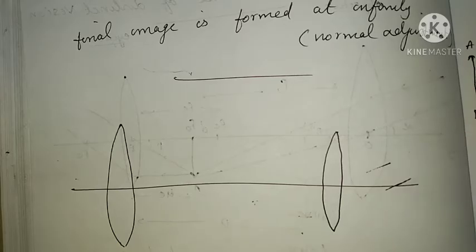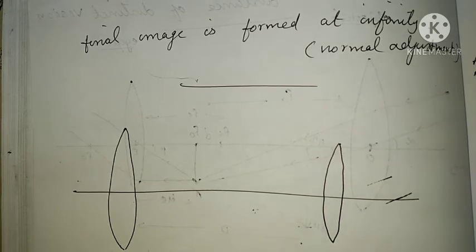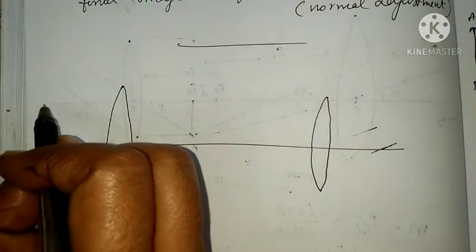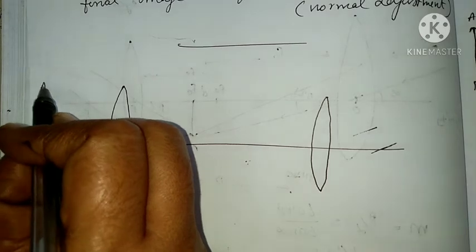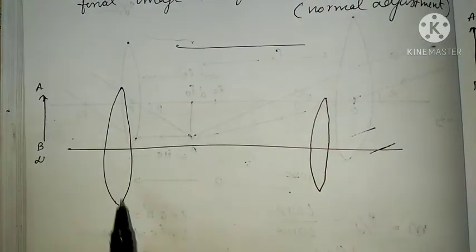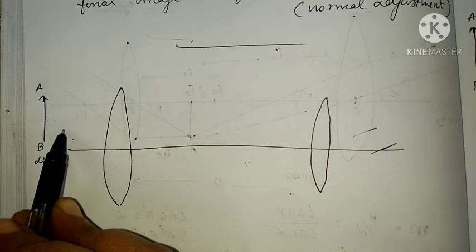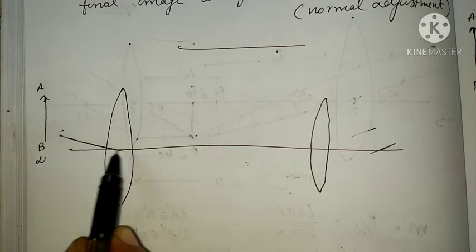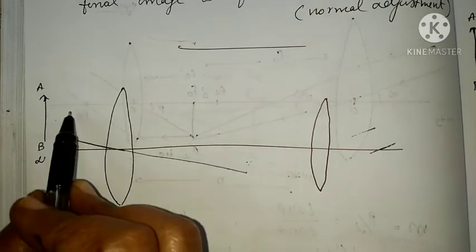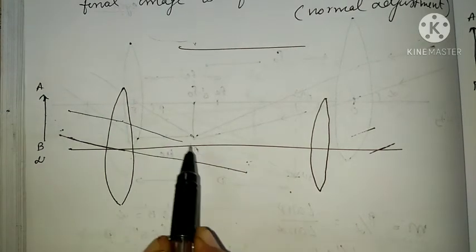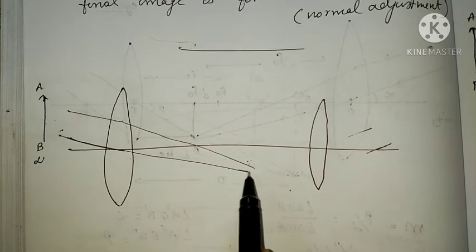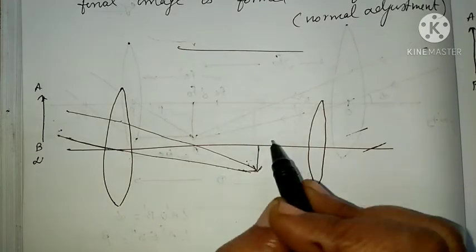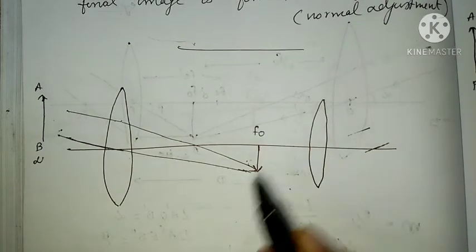Clear? Now we can see the second case of the astronomical telescope, that is, the final image is formed at infinity, the normal adjustment position. So here also we place the object at infinity. From the distant object, one ray passes through the optic center, undeviated, and another ray after refraction passes through the objective. These two rays meet at the focus of the objective because the rays are coming from infinity. So the image is formed at the focus of the objective.